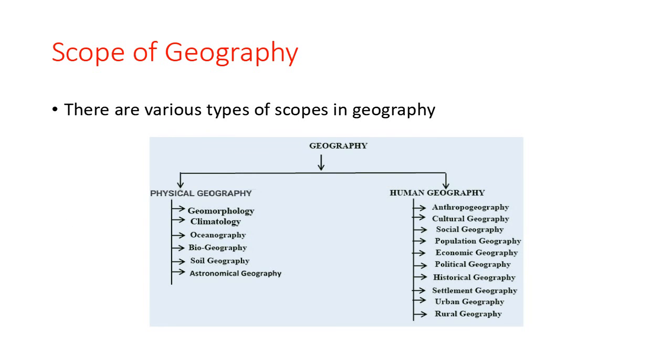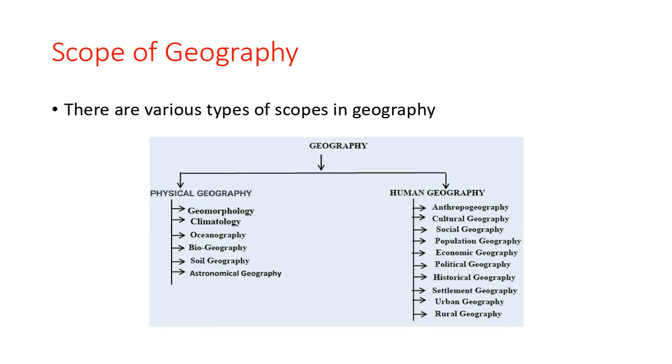Scope of geography. It is the last slide. The scope of geography is very essential. Geography is the oldest branch of science, so we call it the grandmother of all sciences. There are various types of scopes in geography. Geography has two main fields: physical geography and human geography. In physical geography, physical features are studied. In human geography, we study human needs, their impact, their presence, and their interaction with the environment.